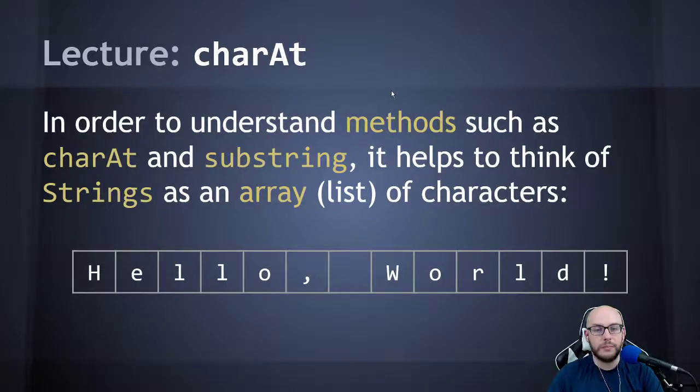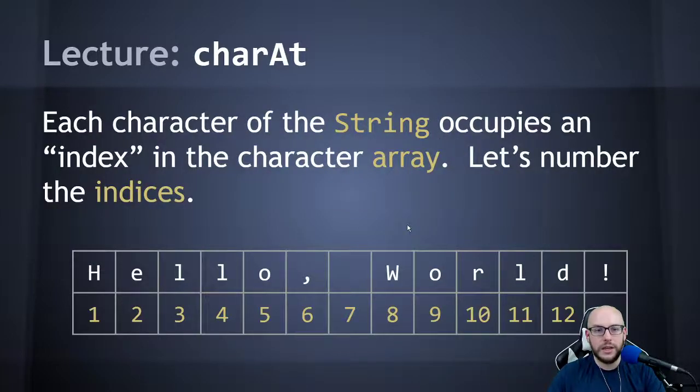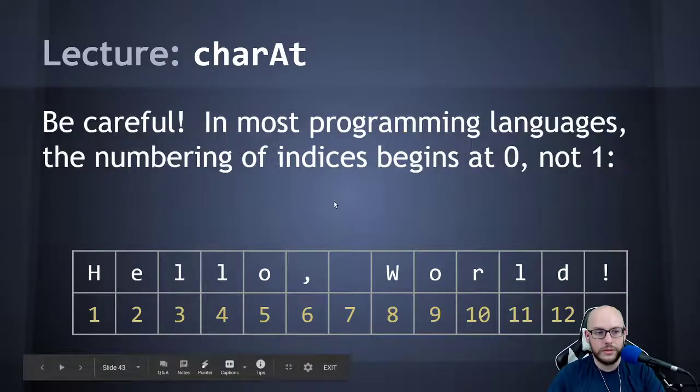In order to understand methods such as charAt, and in a future video we'll talk about substring, it helps to think of strings as an array or a list of characters. So we're going to take hello world as an example and lay it out, each character in its own individual space. Each character of the string occupies an index in the character array. Let's number these indices, right? So let's take hello world and assign numbers to it.